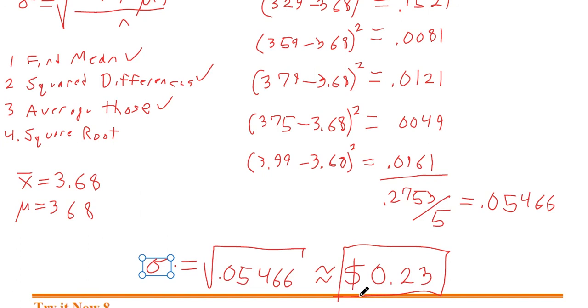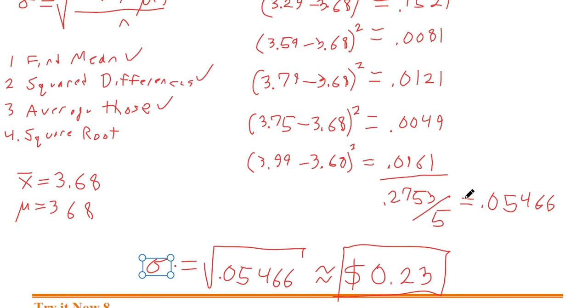That would be my deviation. That's explaining how far the values spread away from the mean. All right. Now, when you look back at everything we did, yes, this looks like a long process. There was a lot that was done here.